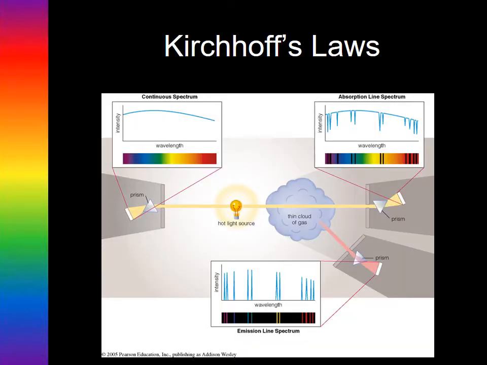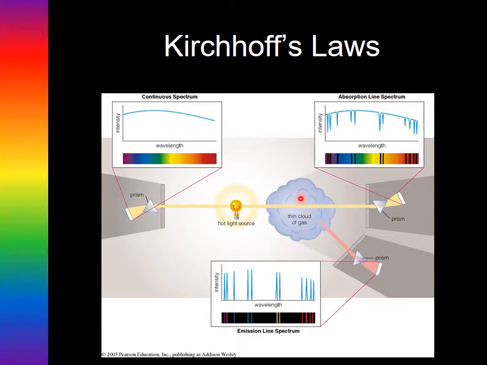These are known as Kirchhoff's laws. So if you look at a hot source through a prism, what you're going to get is all the colors of the spectrum. This is called a continuous spectrum. If you look at a hot light through a gas, that gas will absorb some of the colors of the light, and then through a prism you will see all the colors except for the ones that were absorbed. This is called an absorption line spectrum or a dark line spectrum.